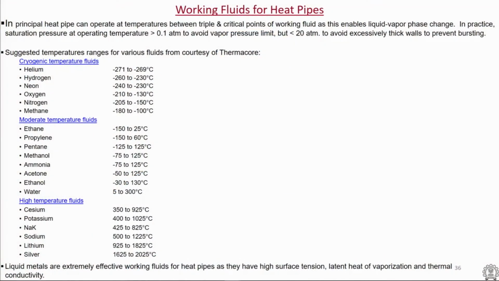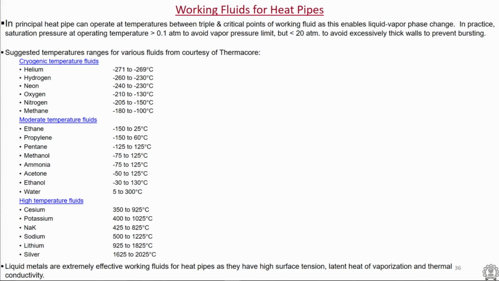There are many different types of working fluids for heat pipes depending on their operating temperatures. They could be helium or hydrogen in terms of cryogenic fluids. It could be ethanol or water for moderate temperature fluids, and even heat pipes use metals at high temperatures, like cesium, potassium, sodium, and so on, to enable them at very high temperatures. There have been demonstrations using lithium up to 1800 degrees Celsius.